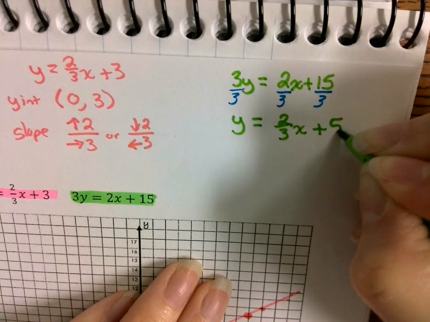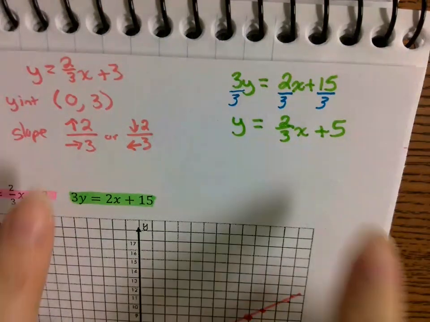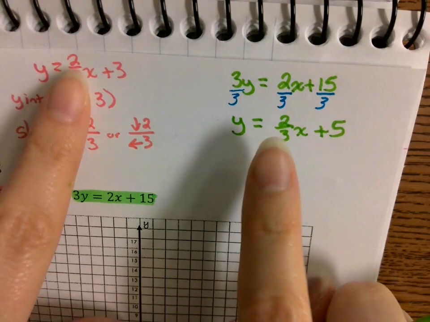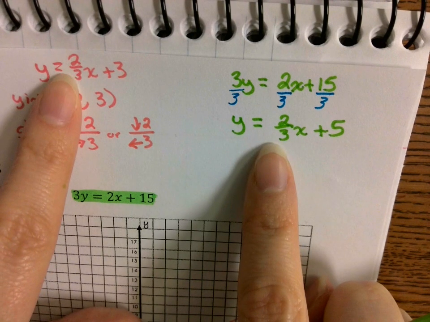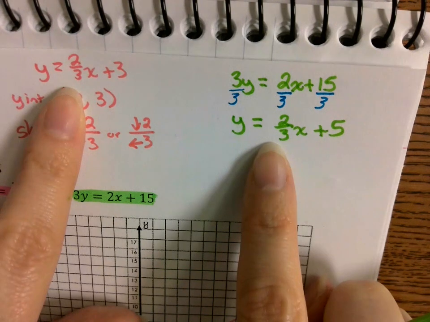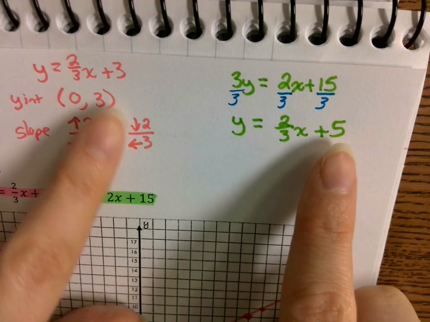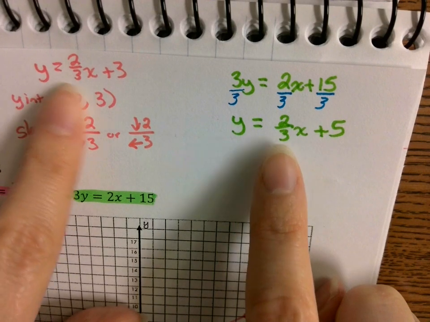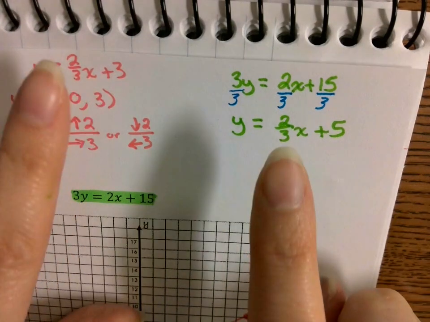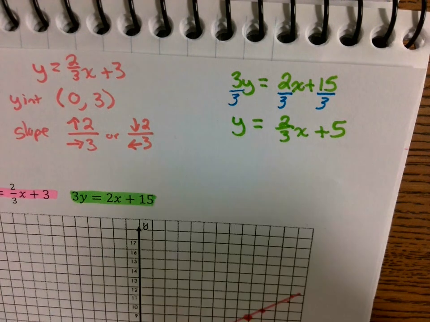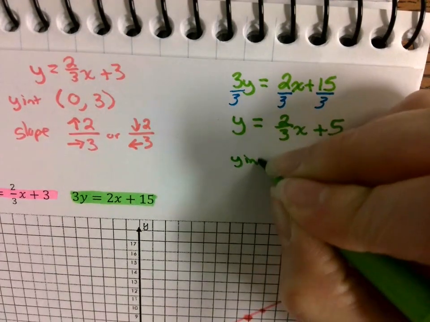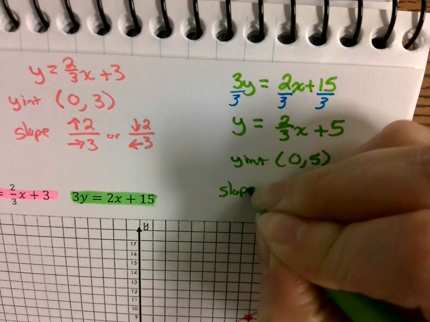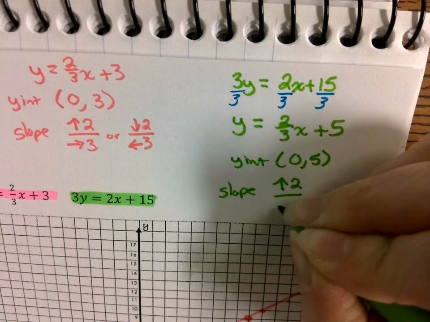Notice they have the same slope. So if they have the same slope, what is that going to create? If it's same slope but different y-intercepts, no solution, right? It's going to create a no solution. I should be able to plot it as parallel lines. I'm going to have my y-intercept at 0, 5. I'm going to have my slope going up 2 and to the right 3, or direct opposite.